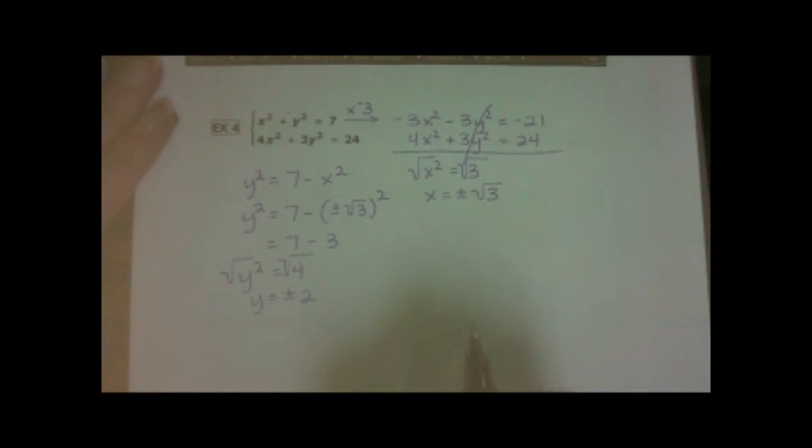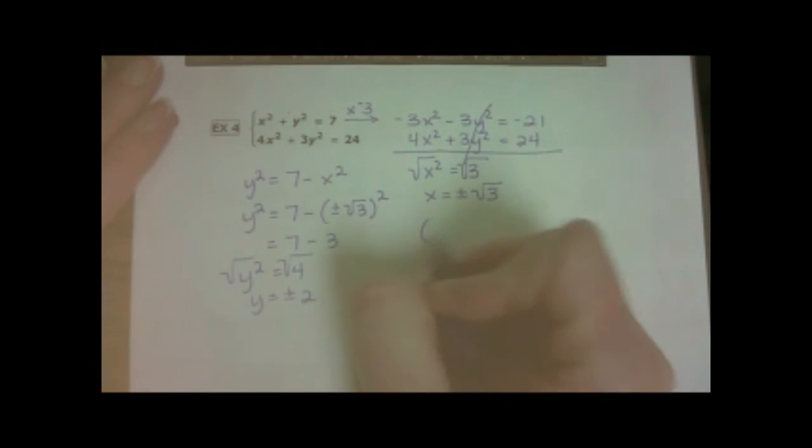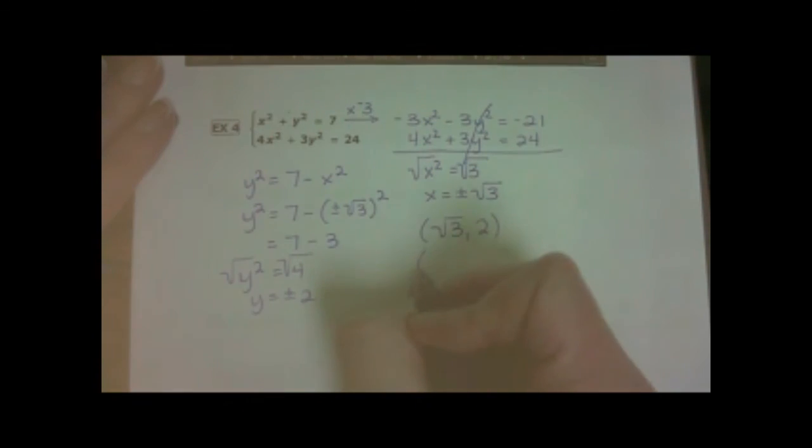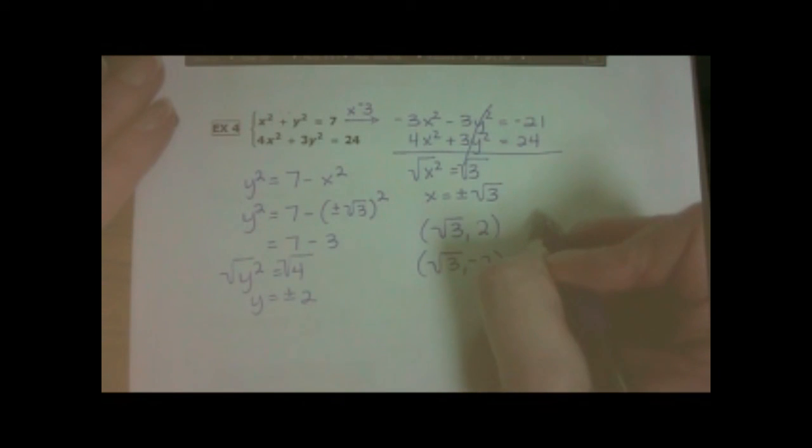So let's go back and name all our points. So if I have square root of 3, I get a 2 with it. Square root of 3, I also get a negative 2 with it. Negative square root of 3, I get a 2 with it. Negative square root of 3, I get a negative 2 with it.